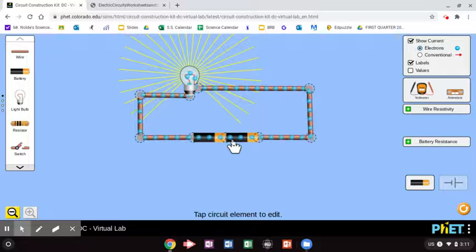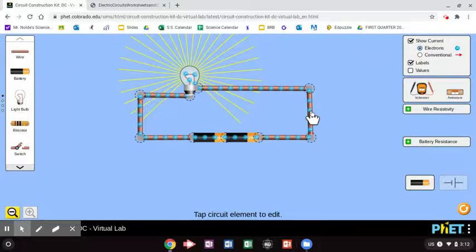So now I have positive to negative, and if I was to do a third battery, I would need to make sure to do positive to negative as well. So your batteries have to be lined up correctly. You cannot have a positive side touching a positive side. So always check that. So now I have another closed circuit here.